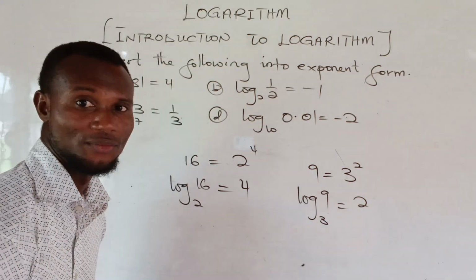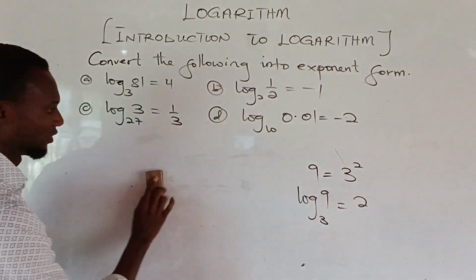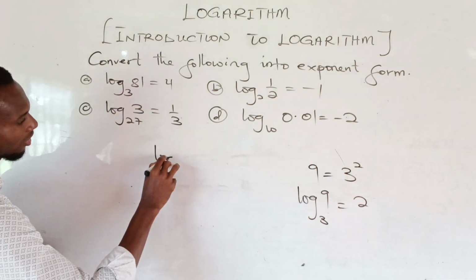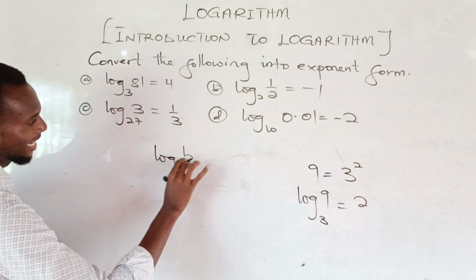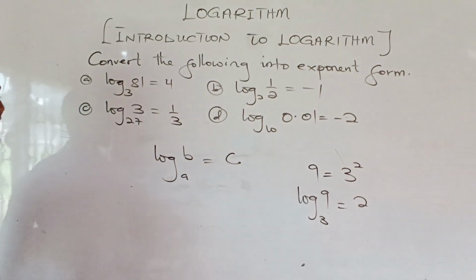So in general, let me clean this side and write it down. In general, we can say that the log of a number to the base a should be equal to c.